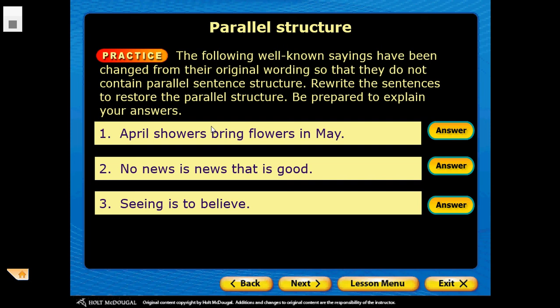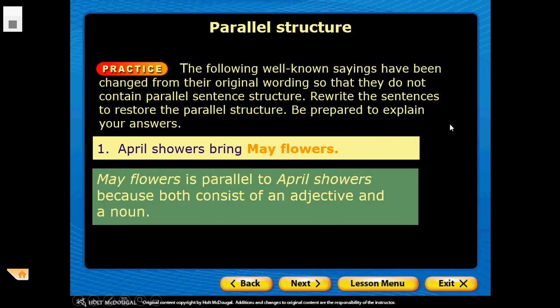Okay, guys, who would like to answer number one? Read the question to me and then we'll try to work it out together. April showers bring flowers in May. So you've changed May into the position in between, before flowers. April showers bring May flowers. Great. Let's check that answer. April showers bring May flowers. Good job.